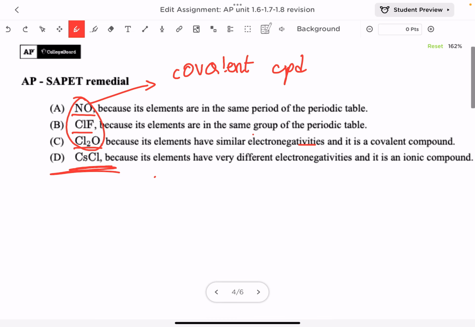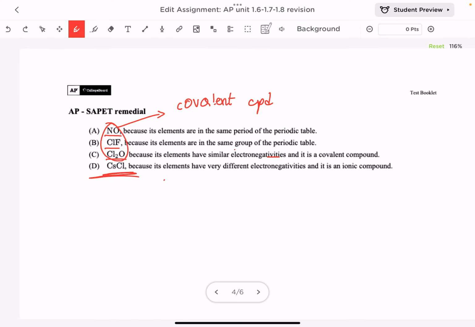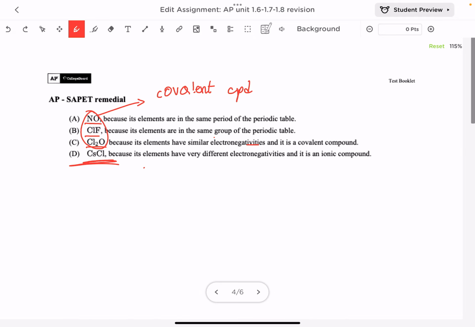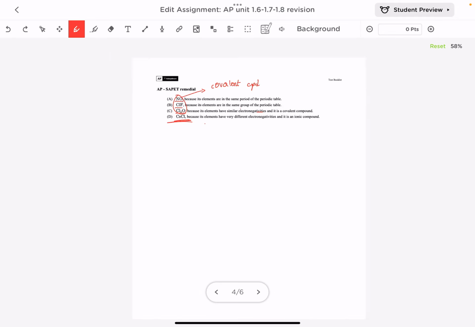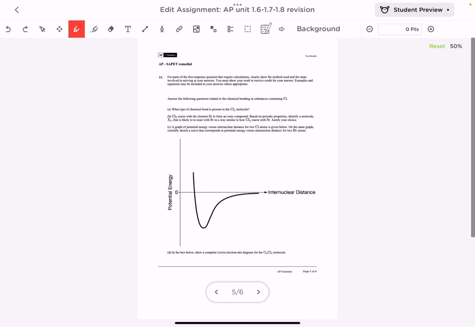And the correct answer is CsCl, which is an ionic compound because its elements have very different electronegativities. And this is completely true. Now, moving on with the choices, let's see. So here's another question.